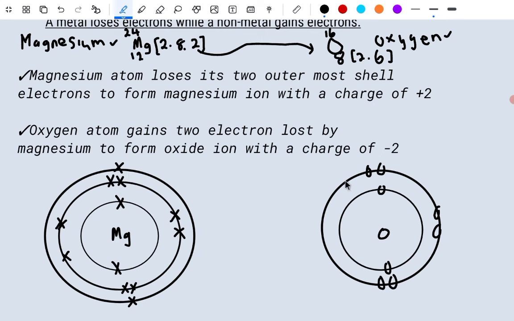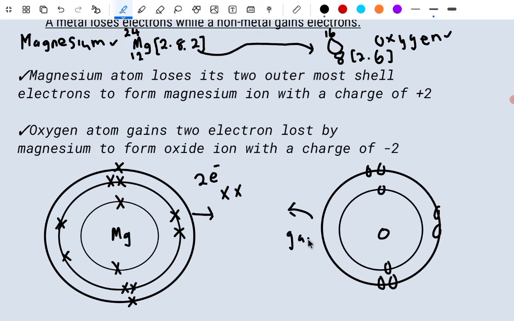Alright, so this is what we have now. The magnesium will lose 2 electrons, so these 2 electrons will be lost. This one will lose 2 electrons, and these 2 electrons, mind you, need to be gained. Because this one has to gain 2 electrons.